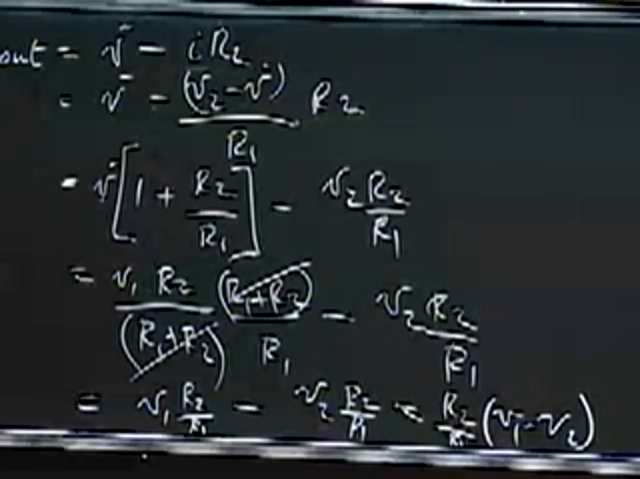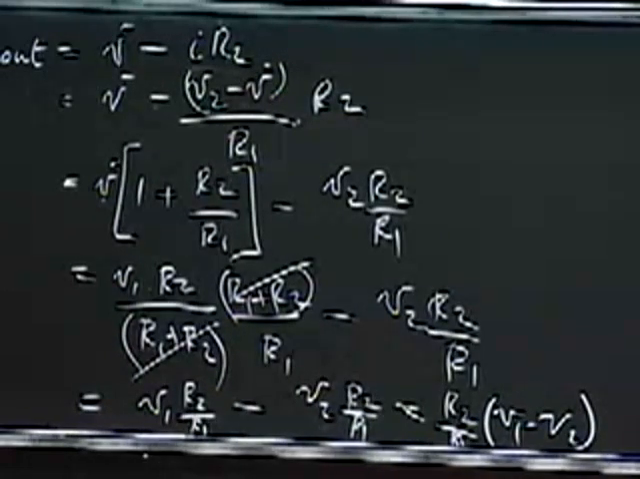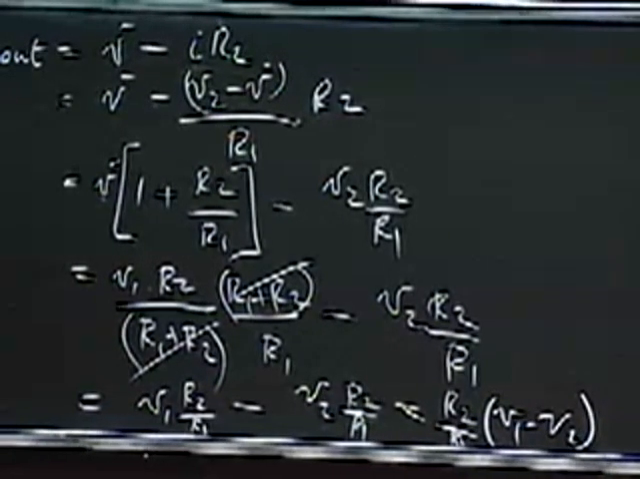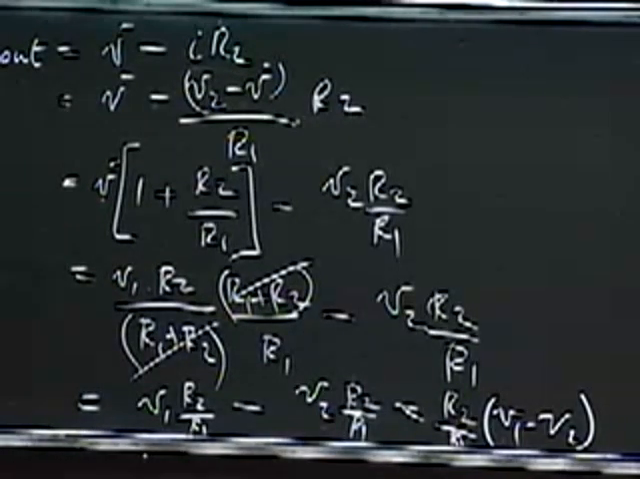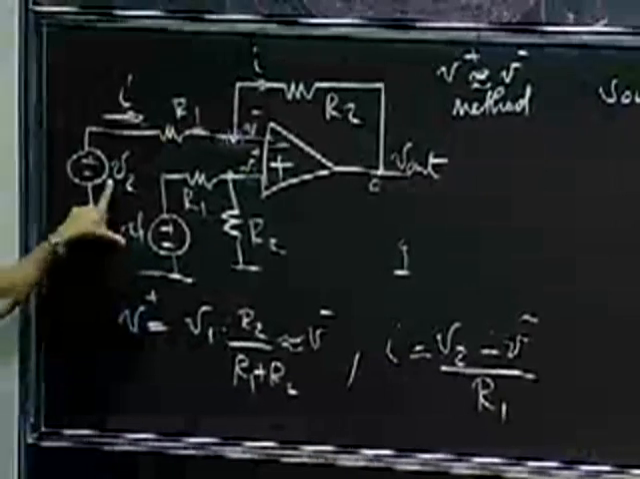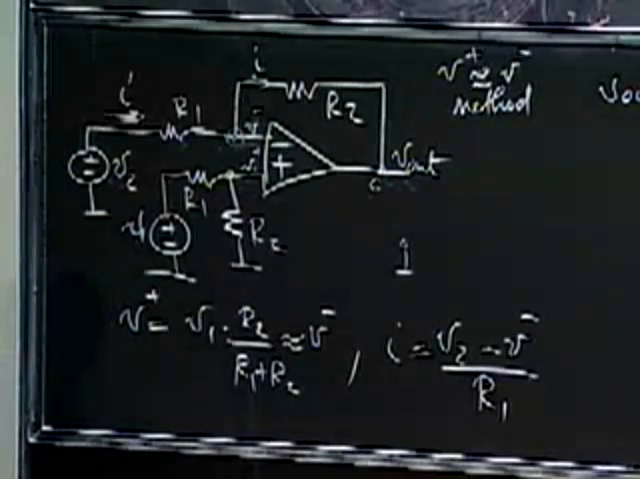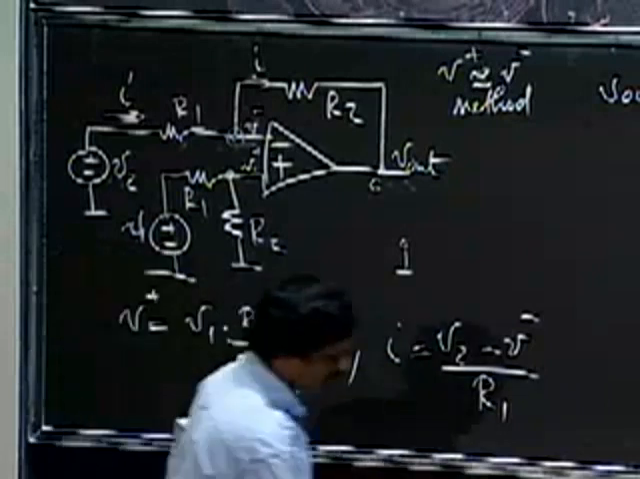What's interesting here is that what I've ended up building is a very primitive subtractor. My output relates to V1 minus V2 multiplied by the constant factor given by R2 divided by R1.